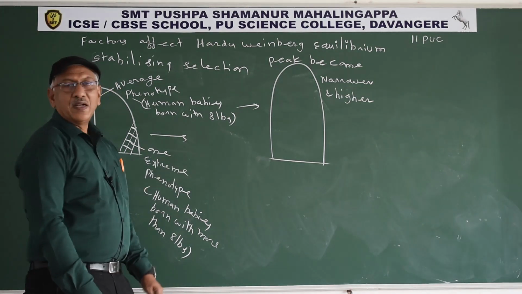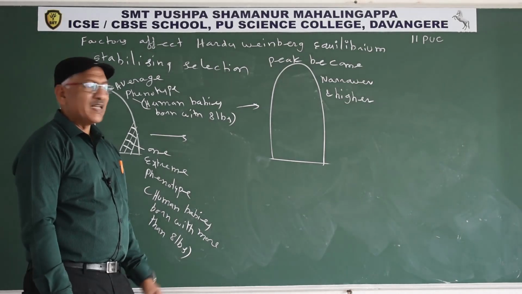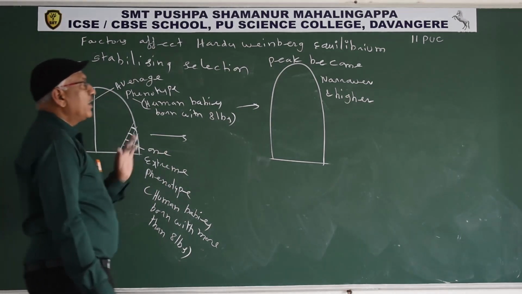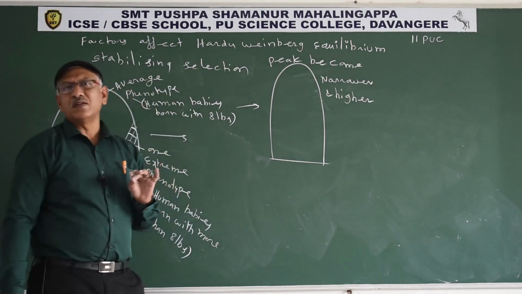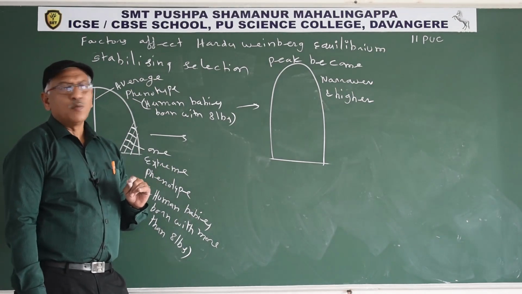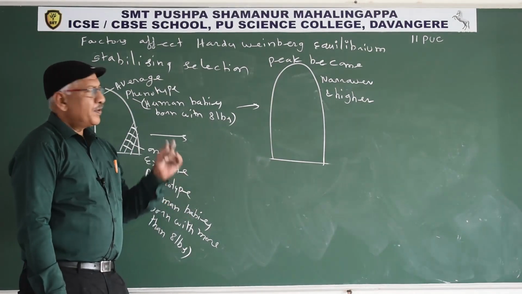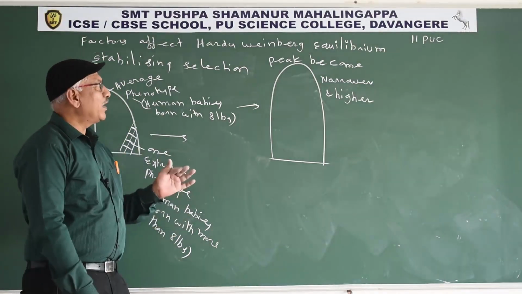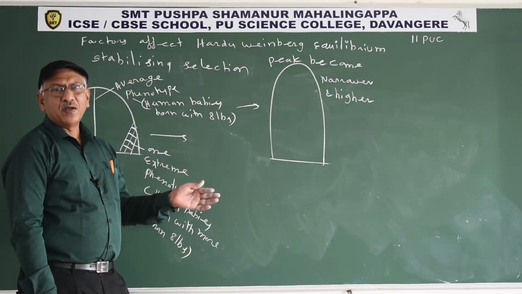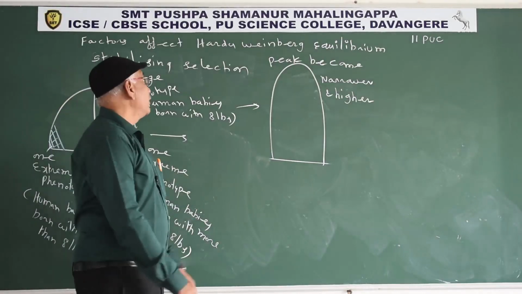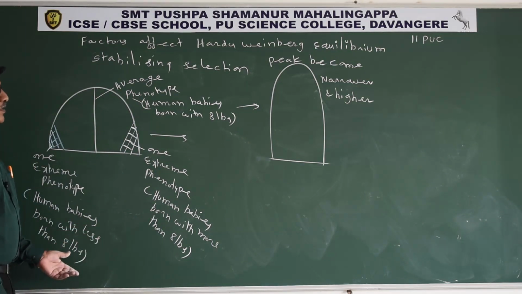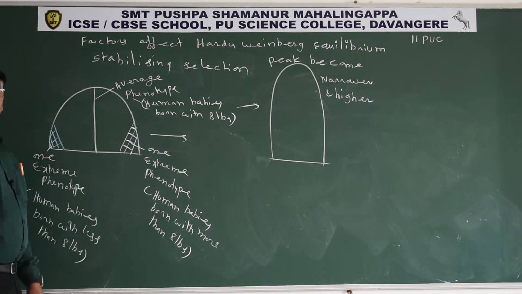So natural selection never create new alleles or new genotypes, but the nature select the allele and genotype favorable to the nature. In this manner, natural selection help in the evolution of new species. So natural selection is of three types: stabilizing selection, directional selection, and disruptive selection.